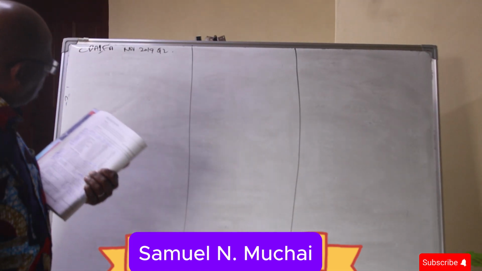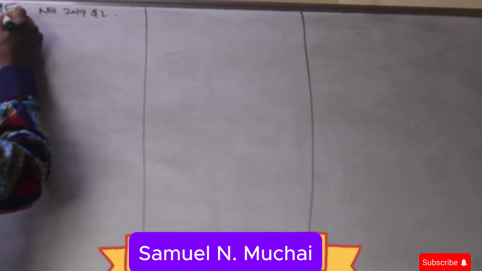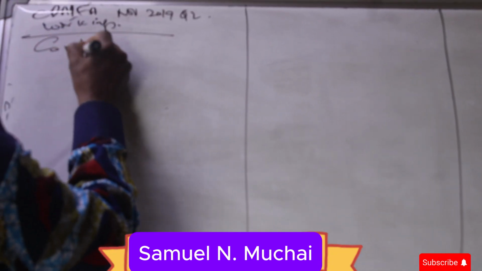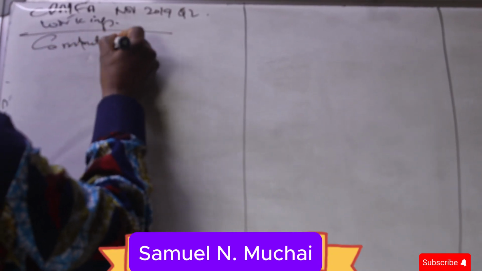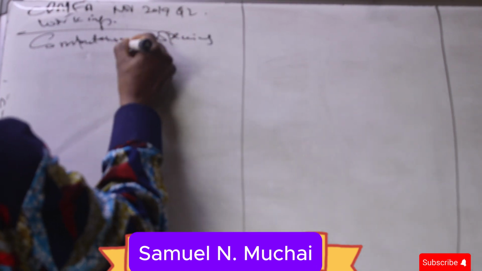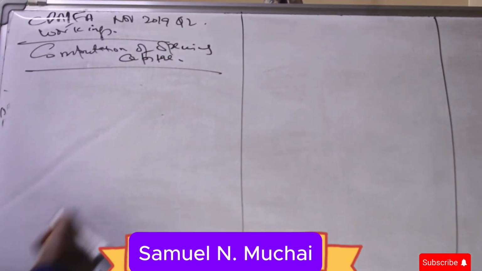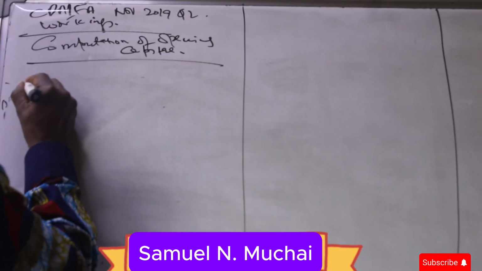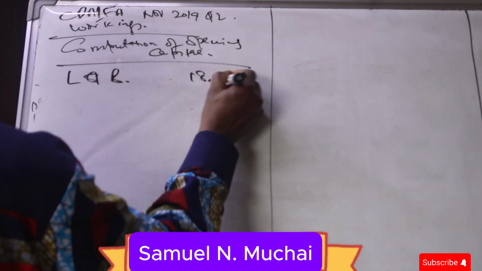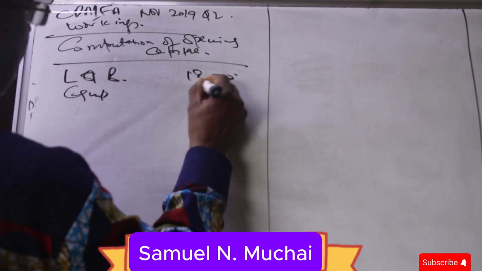So in this particular question, quickly, I start my workings, and I will start with computation of opening capital. Computation of opening capital, and we say clearly, land and building is 18,000. Land and building, you don't even have to write in full, 18,000. Equipment, 4,800.